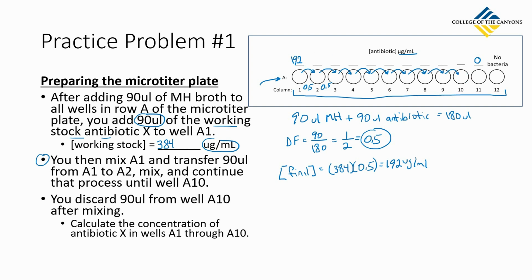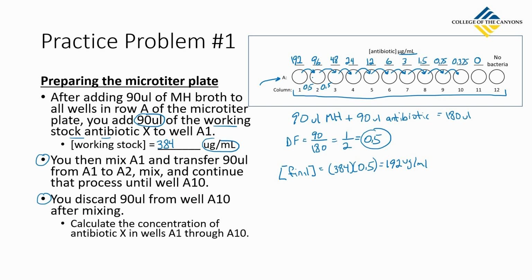Okay, so that means that every time we do that, we are cutting the concentration of antibiotic in half. So if this is 192, then well A2 is 96, and well A3 is 48, and then A4 is 24, then A5 is 12, A6 is 6, A7 is 3, A8 is 1.5, A9 is 0.75, and A10 is 0.375.